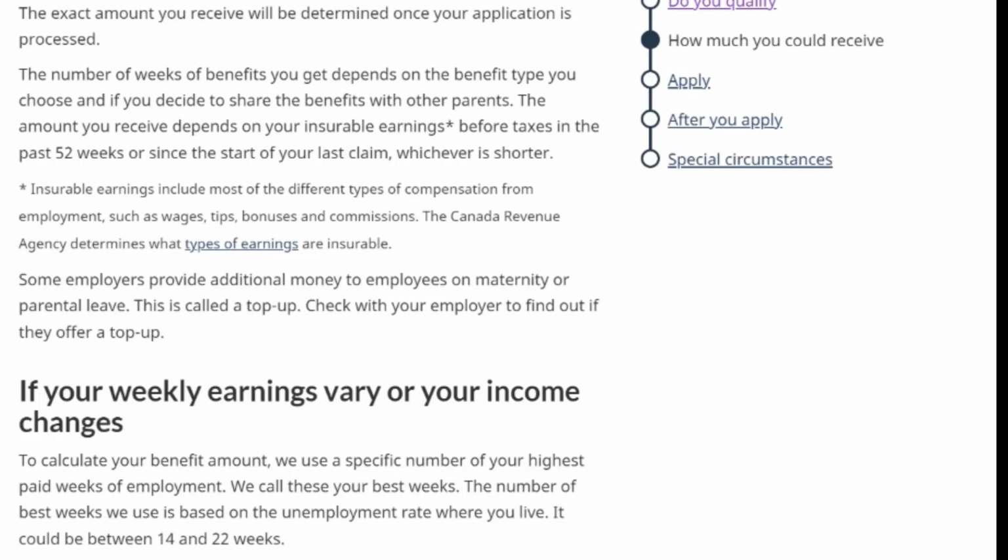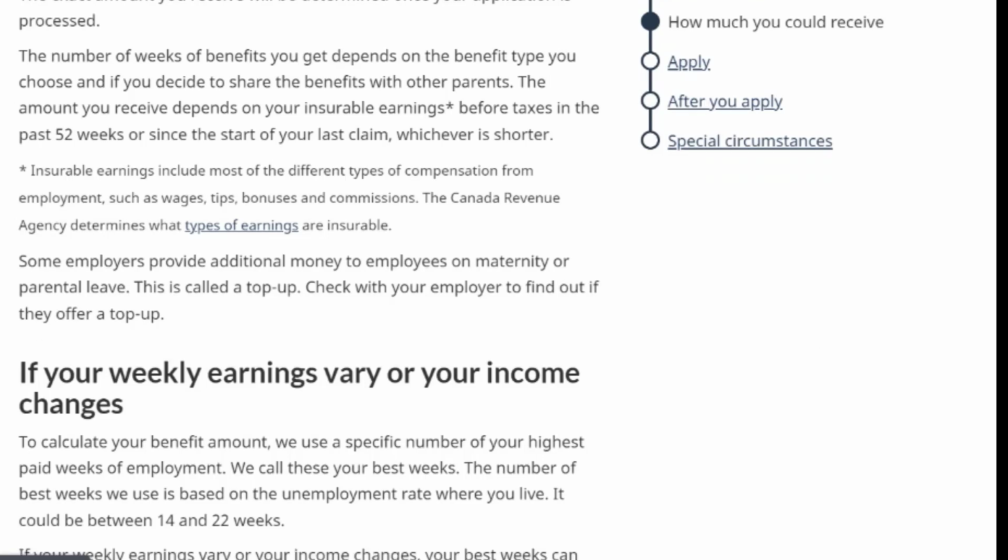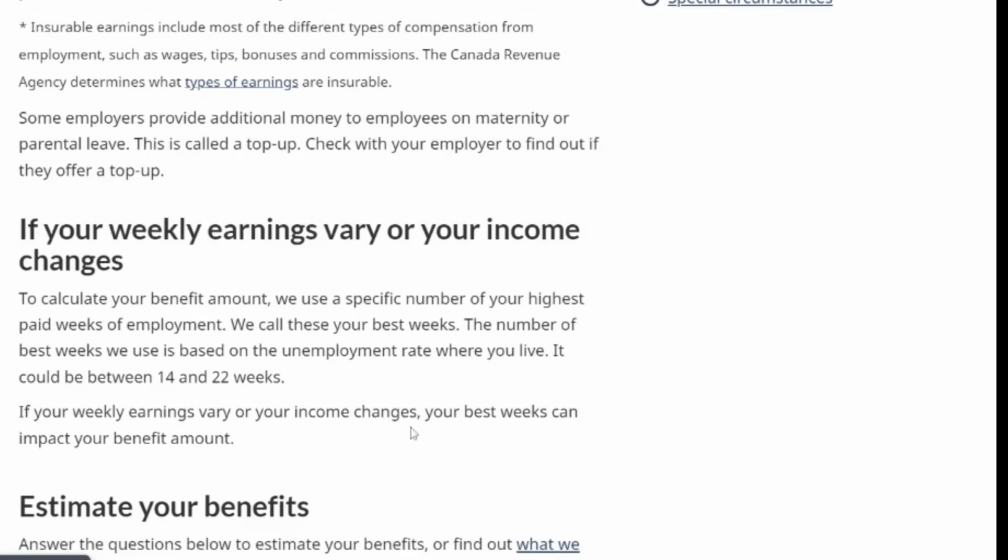If your weekly earnings vary or your income changes, to calculate your benefit amount, we use a specific number of your highest paid weeks of employment. We call these your best weeks. The number of best weeks we use is based on the unemployment rate where you live. It could be between 14 and 22 weeks. If your weekly earnings vary or your income changes, your best weeks can impact your benefit amount.